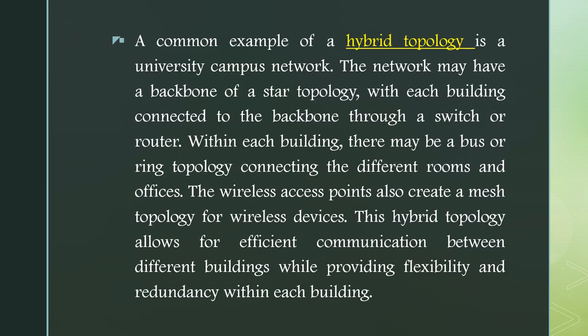A common example of hybrid topology is a university campus network. The network may have a backbone of a star topology, with each building connected to the backbone through a switch or router. Within each building, there may be a bus or ring topology connecting the different rooms and offices. The wireless access points also create a mesh topology for wireless devices. This hybrid topology allows for efficient communication between different buildings while providing flexibility and redundancy within each building.